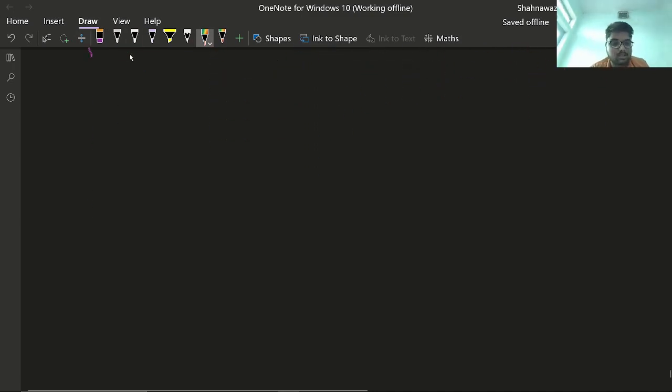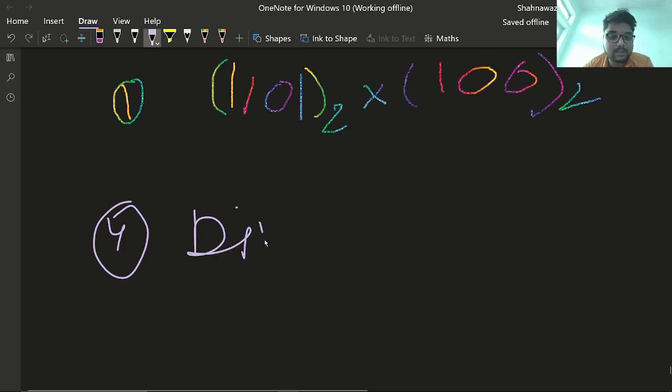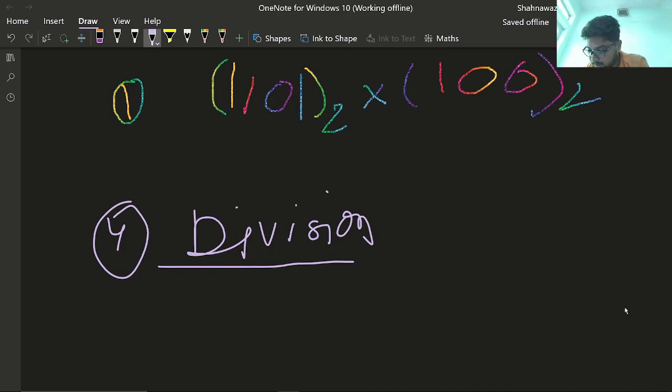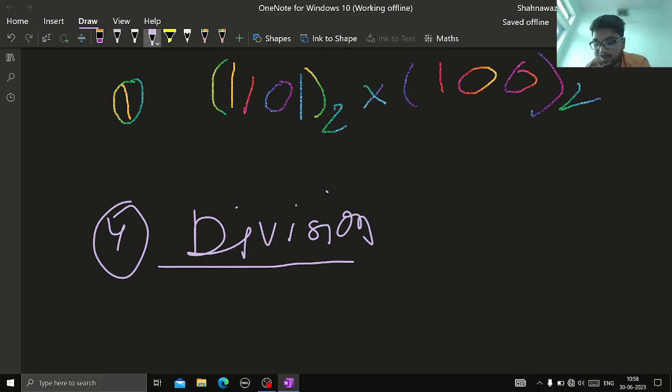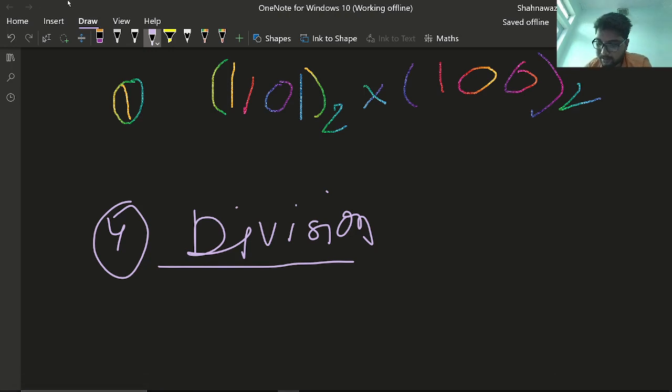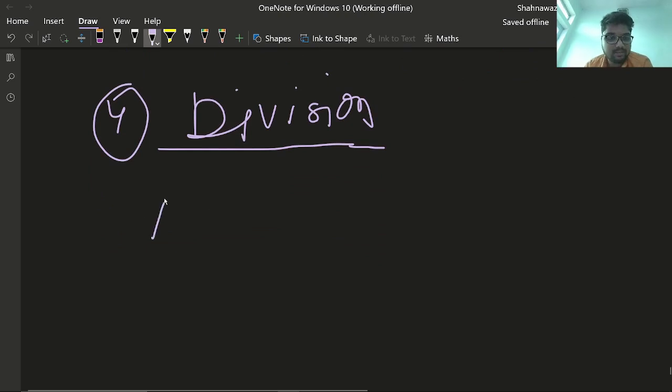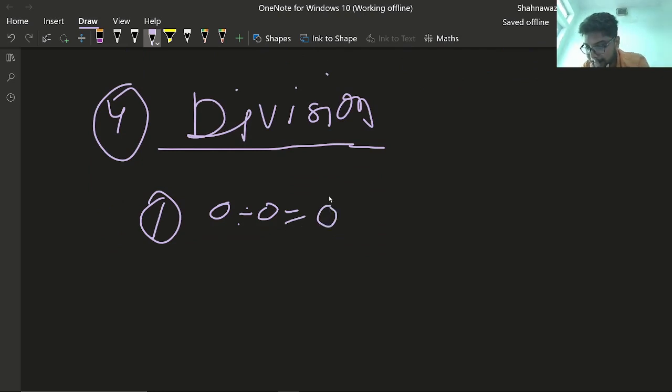All right, now let's move forward towards our next concept, that is division. How we can perform division. Division also has some rules, but we cannot directly perform division just like the other operations. See, 0 divided by 0, what will it give? 0. But this is meaningless.